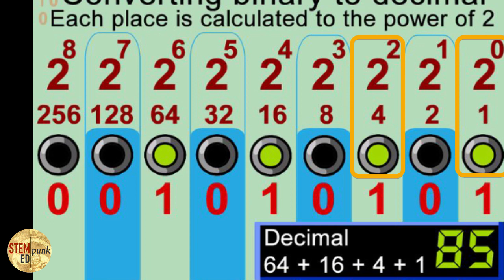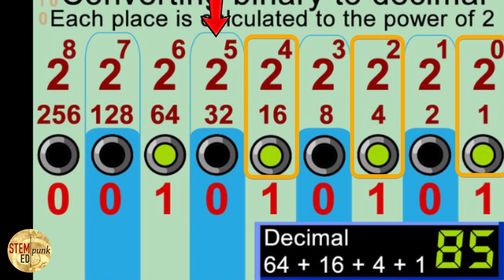The light for 2 to the 3rd power is off, so we place a 0 in that place value position and do not add the decimal 8 to our conversion. The light for 2 to the 4th power is on, so we place a 1 in that place value position and add the decimal 16 to our decimal conversion.